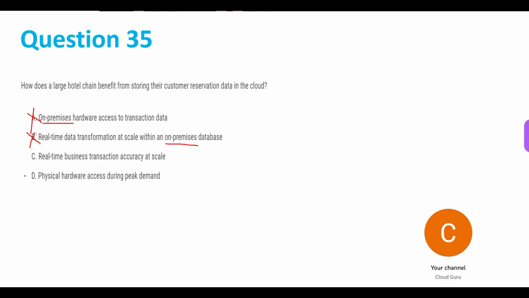So let's cross D off and we're just left with C, that is real-time business transaction accuracy at scale, and that is very true. That is the main benefit that large hotels have from storing their customer reservation data in the cloud. So C is our answer. Once again, for question 35, C, real-time business transaction accuracy at scale, is the answer.